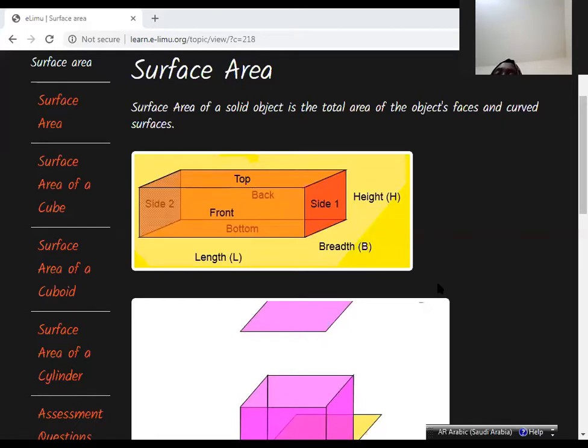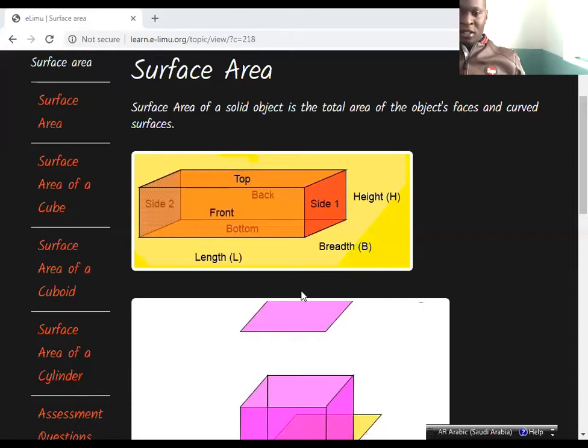There is a cuboid. That figure you are seeing there is a cuboid. It is made up of the following sides: one side, side 1 to the right, side 2 to the left. There is the top side and the bottom side.